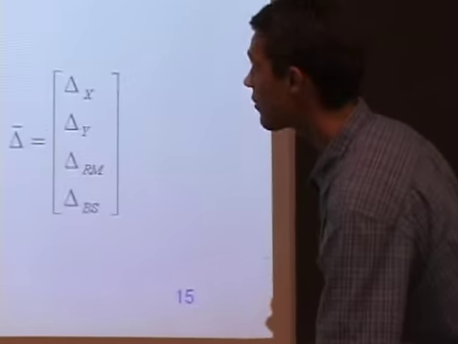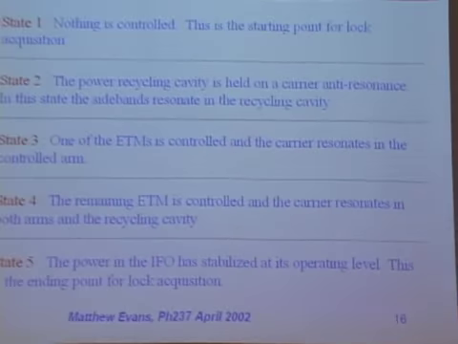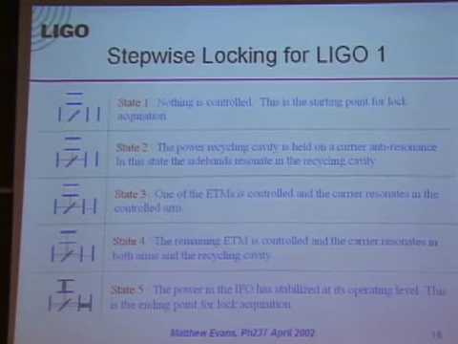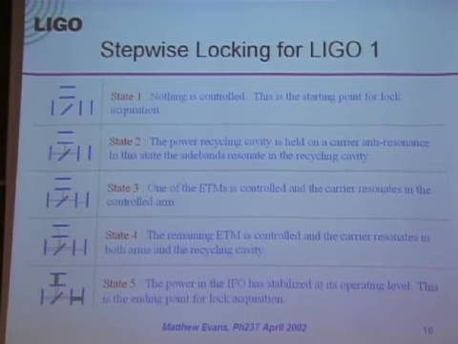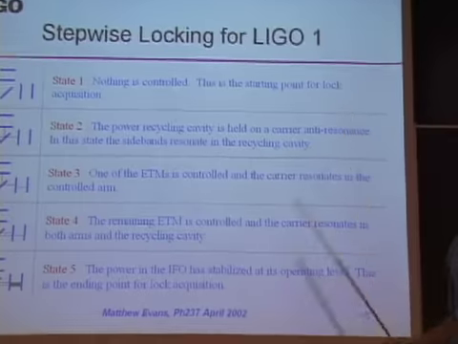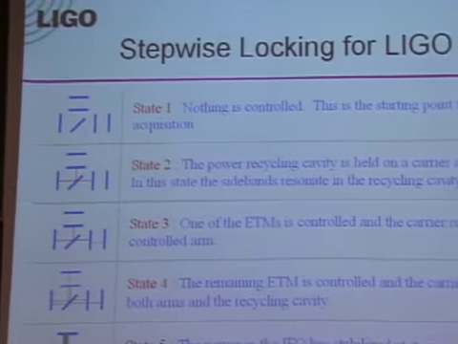So the progression for a LIGO 1 interferometer is like this. We label these states, we gave them numbers so that it'd be easier to talk about. State 1 could be called state 0. We are controlling no degrees of freedom. The mirrors are just swinging around. And this is the starting point for lock acquisition.